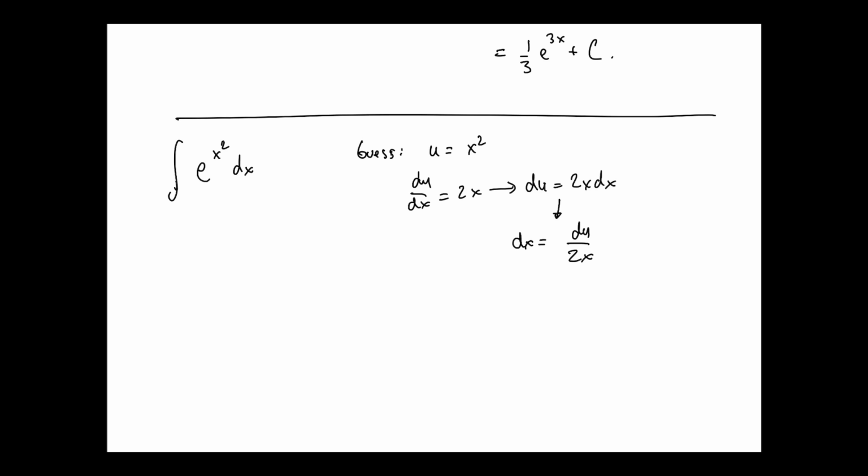Now, let's make the substitution. Okay, so I would have e to the u, dx is du over 2x. What's the problem? Yeah, we got both u's and x's. And is there any way that that x that's hanging out there cancels with anybody? No. So we're hosed.